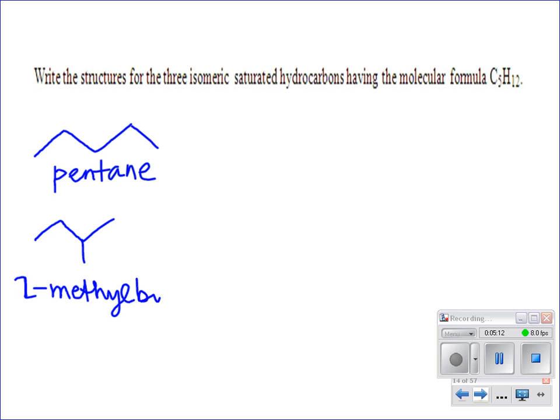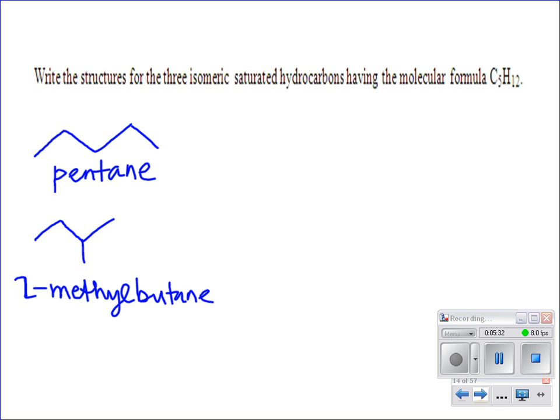2-methyl butane. Okay. Can I move the methyl over one? Exactly. No, you can't, because if you move it over one to the left, it's still going to be 2-methyl butane. So that's not going to be a different isomer. I don't think there's anything else I could do with that methyl.